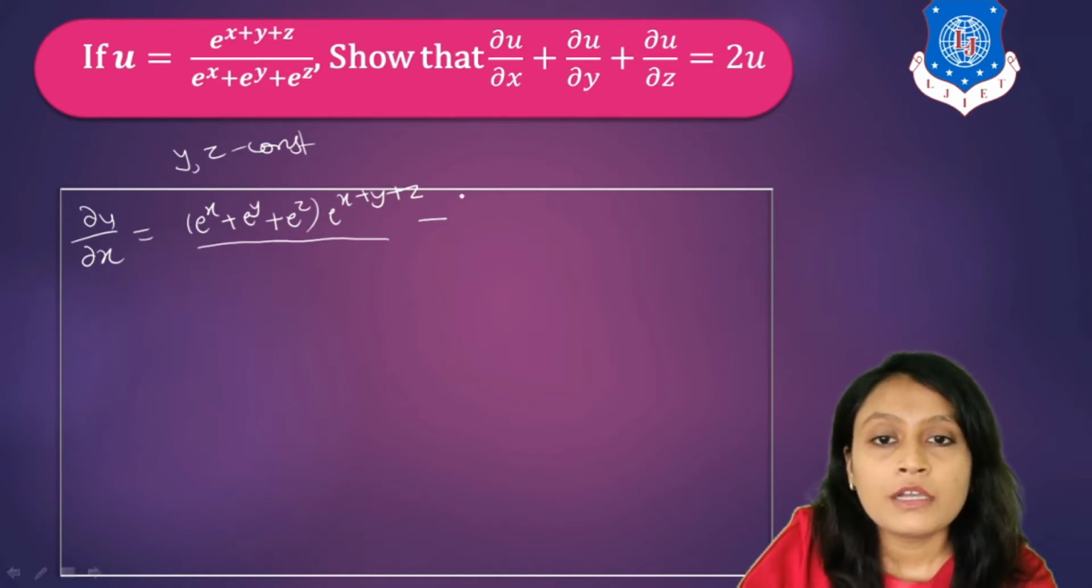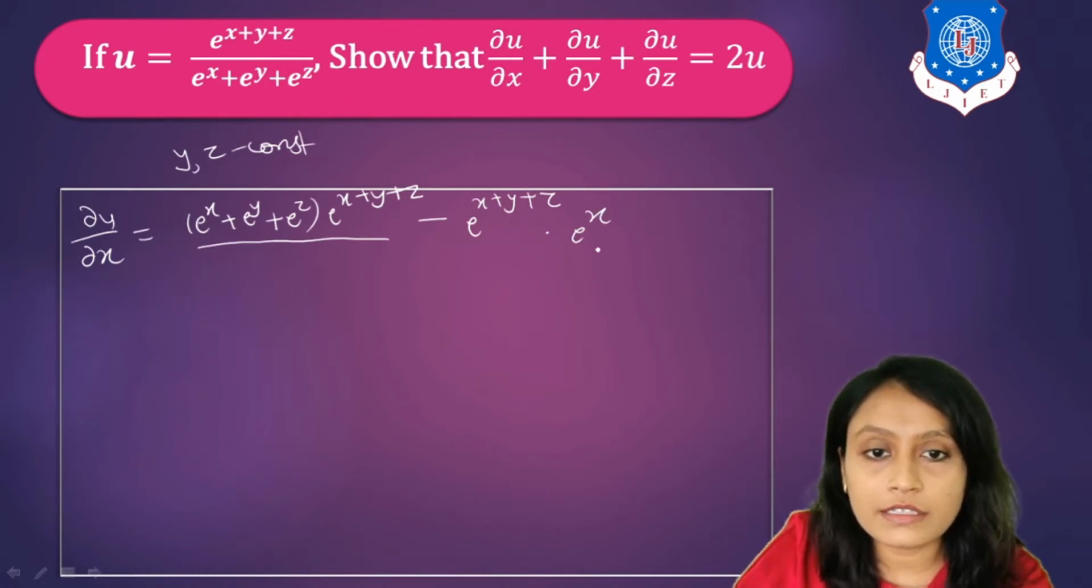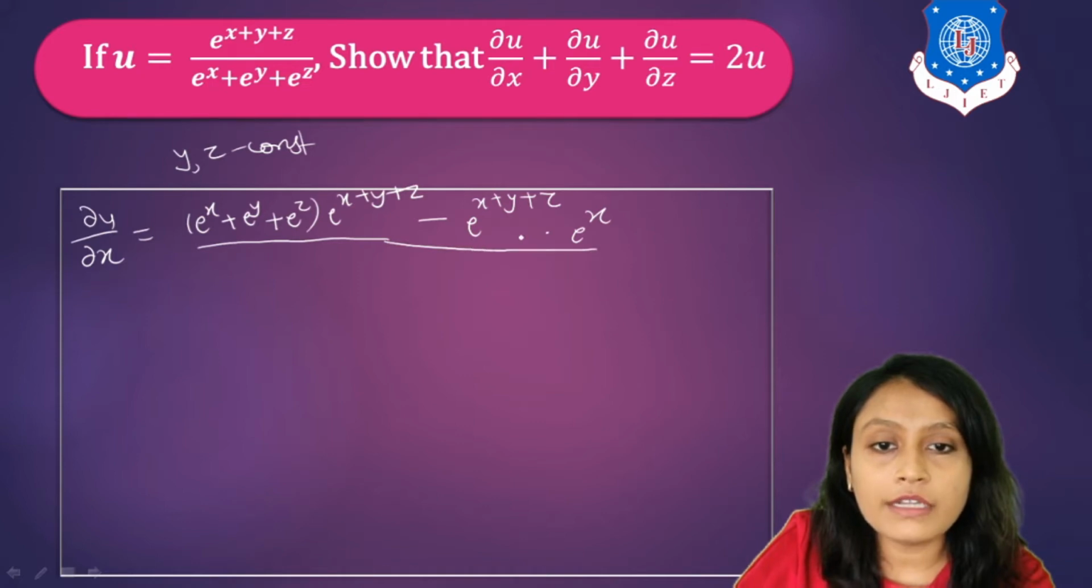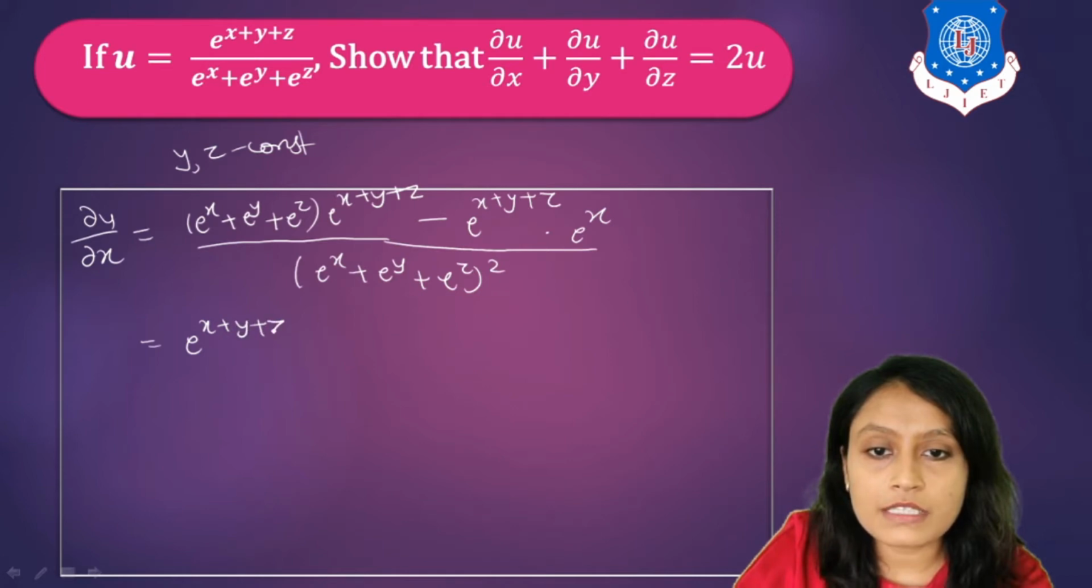Minus, now the numerator as it is, e raised to x plus y plus z, and the derivative of the denominator is just e raised to x. Okay, and upon the denominator square, that is e raised to x plus e raised to y plus e raised to z whole square, right? Now just take e raised to x plus y plus z common. So what will you get? e raised to x plus y plus z common.